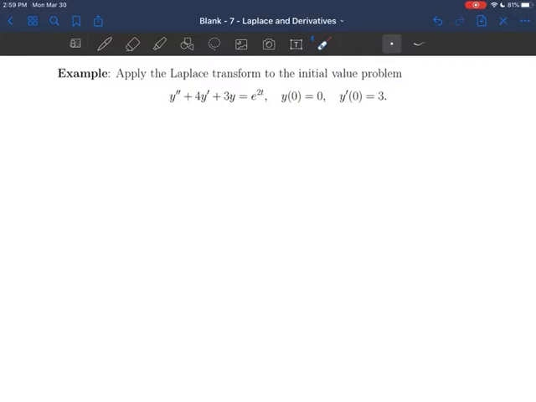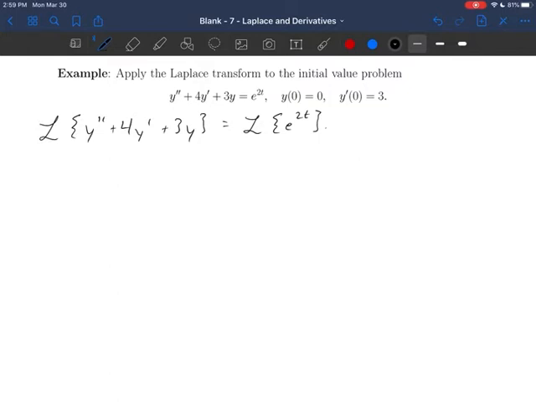So basically, assume we have a solution for this, then it satisfies all of these conditions. We know there's a unique solution. We're going to try and figure out what that is. And we're going to do that by applying the Laplace transform to this entire equation. So the Laplace transform of y double prime plus 4y prime plus 3y is equal to the Laplace transform of e to the 2t.